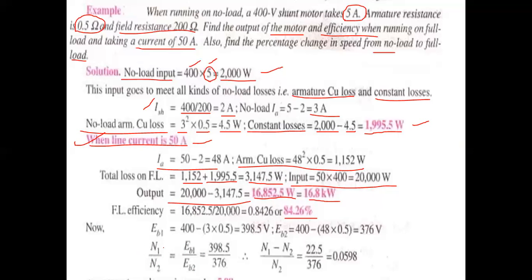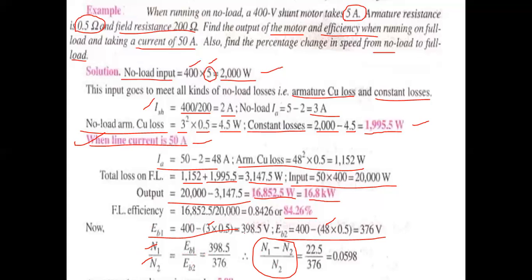Then N1 minus N2, where N1 is the first speed during no load and N2 is the speed during 50 amperes of current. Then the percentage change is equal to initial minus final divided by final speed. This is N1 minus N2 by N2, which will come from EB1 minus EB2 divided by EB2 values. EB1 is nothing but the back EMF during the no load test, and EB2 is the back EMF during load time. Then we have the formula, back EMF is equal to V minus IaRa. This is Ia during no load time, and this is Ia during loaded time.